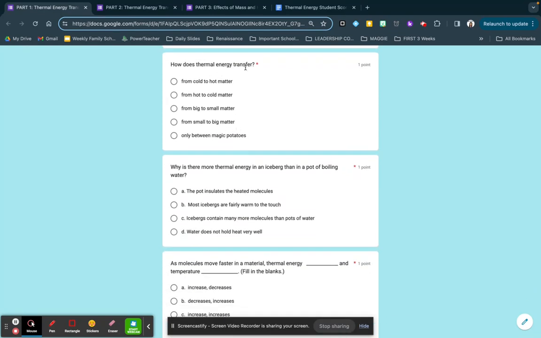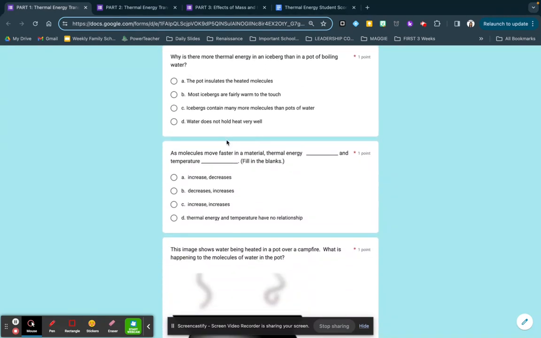How does thermal energy transfer? So how does thermal energy go from one object to another? Does it go from cold to hot? From hot to cold? From big to small objects? From small to big objects? Or does it only go between magic potatoes?